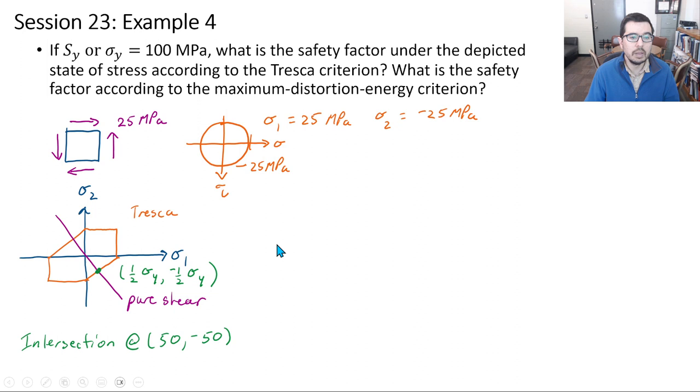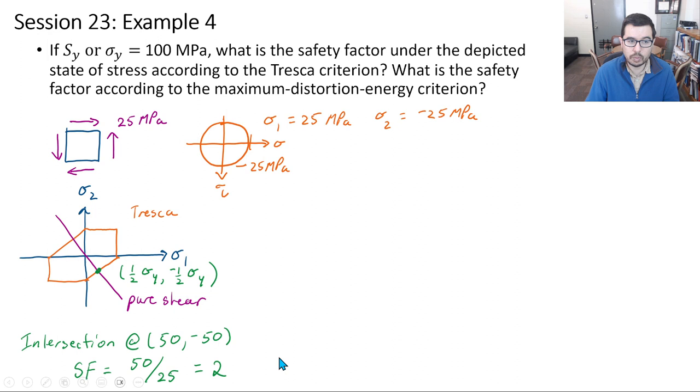Well, what's the safety factor though? Well, safety factor is going to be this intersection point, right? So look, I have sigma 1 is like 25 comma minus 25, so it's right here. And if I take the x, or if I take the y, along that pure shear line, I know that I can multiply a safety factor times sigma 1 to get to this intersection, right? Which means I can take this intersection point, 50, the x component of it, and divide by the sigma 1 here, and I have a safety factor of 2.